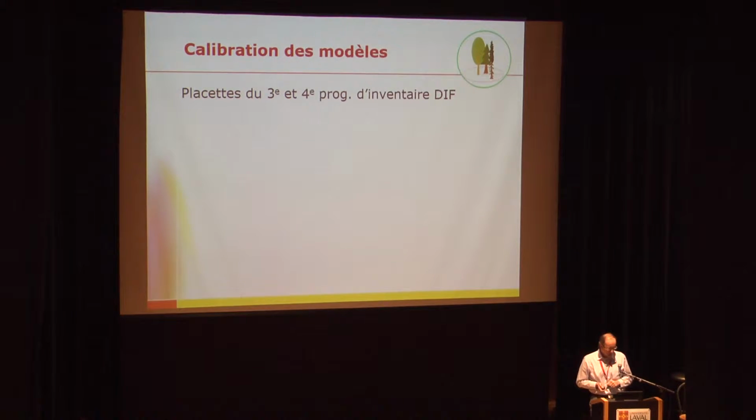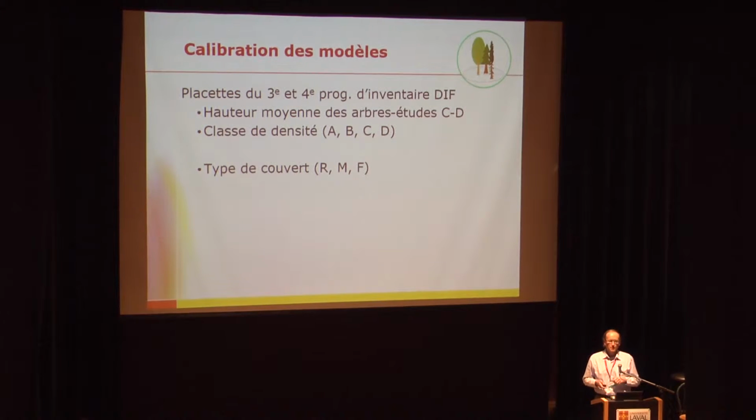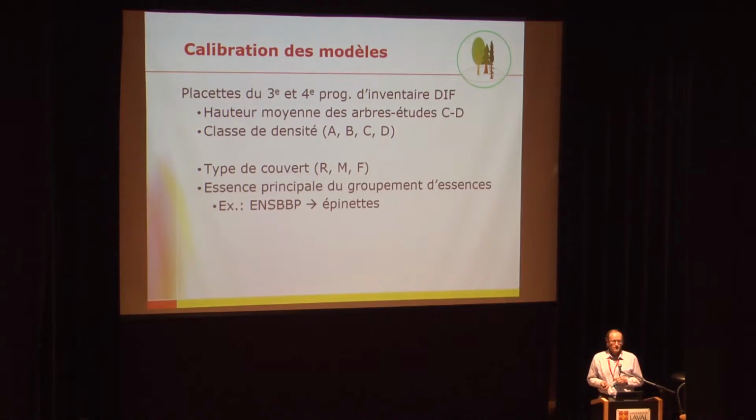In order to calibrate the models, we used more than 45,000 plots for the boreal forests. Here we're talking about the white balsam fir stands and spruce stands. Those are plots made during the third and fourth inventory. So in these, we take the average height, the density class, and in terms of terrestrial class, the type of cover, the main species that comes from the group of species.